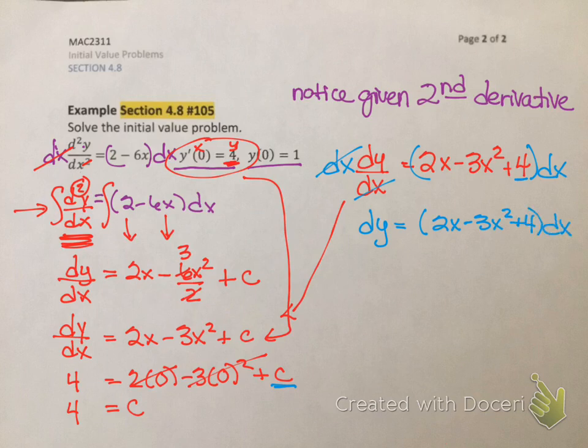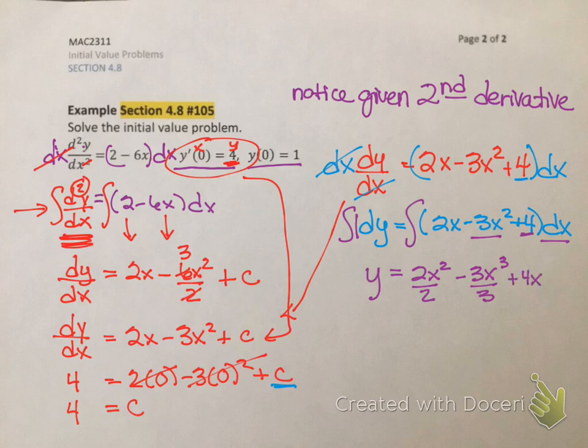I am going to take the antiderivative of both sides. The antiderivative of 1 with respect to y is y. The antiderivative of 2x with respect to x is 2x squared over 2. The antiderivative of 3x squared with respect to x is 3x cubed over 3. The antiderivative of 4 with respect to x is 4x plus c.